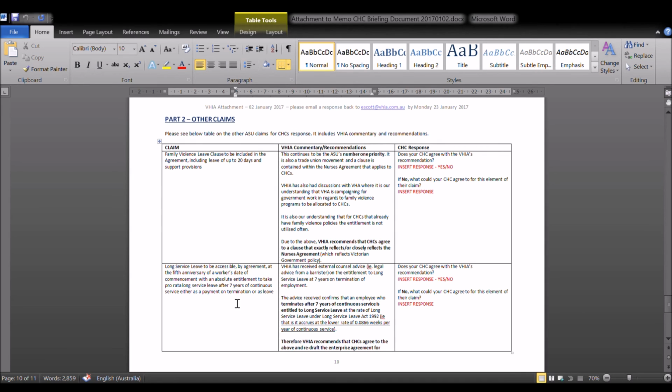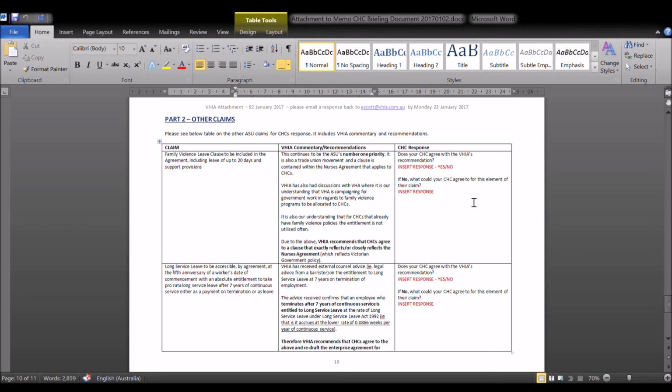here in this column. In column 2, we put the VHIA commentary and recommendations on their claims. And then we've also got an area for Community Health Centre response, which is, do you agree to our recommendations, yes or no? Or if no, is there any element of the claim that you can agree to? Or, any other suggestions would be great.